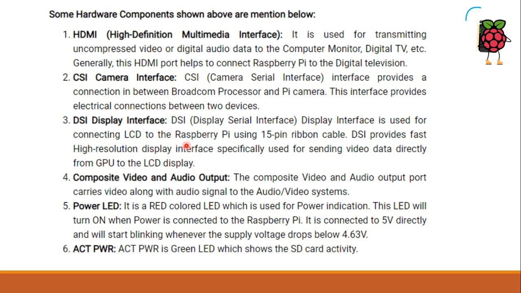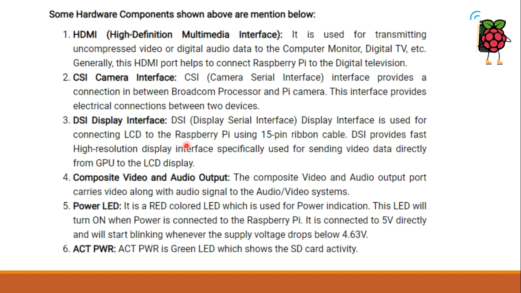DSI, the display interface, is mainly used for connecting an LCD to the Raspberry Pi using a 15 pin ribbon cable. DSI provides a fast, high resolution display interface specifically used for sending video data directly from the GPU to the LCD. Then it has a composite audio output, where you can use the AV to stream the data to various devices.